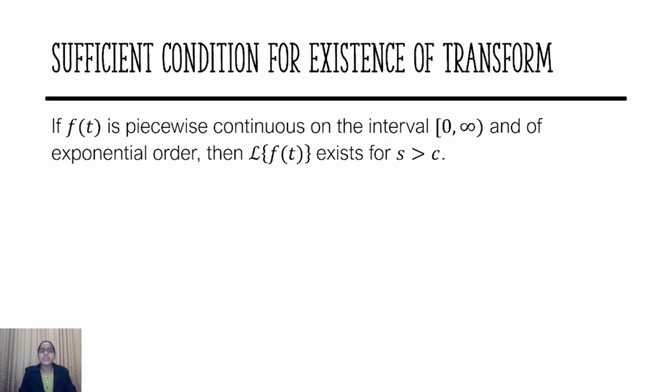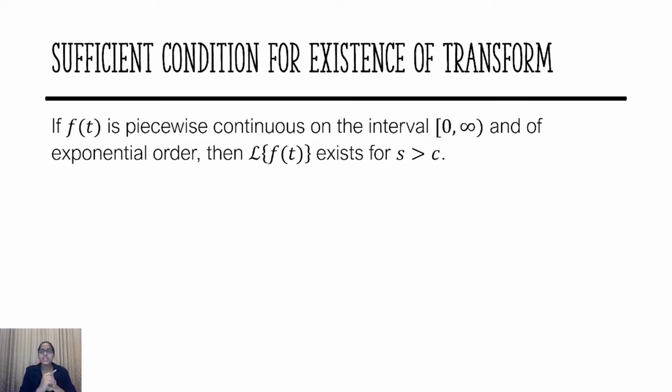The sufficient condition for existence of the transform is this: if f of t is piecewise continuous on the interval 0 to infinity and of exponential order, then the Laplace transform of f of t exists for s greater than c, where c is some constant. We define the Laplace transform for particular intervals only, like s greater than something. You have seen L of e raised to 3t exists for s greater than -3 and so on, which we have done in the previous lectures.